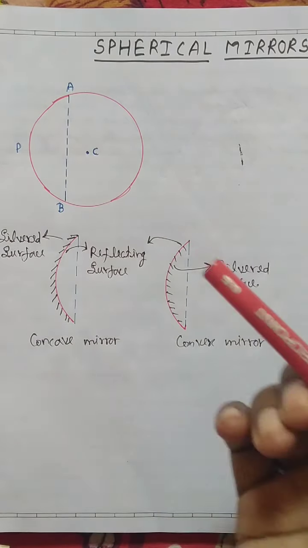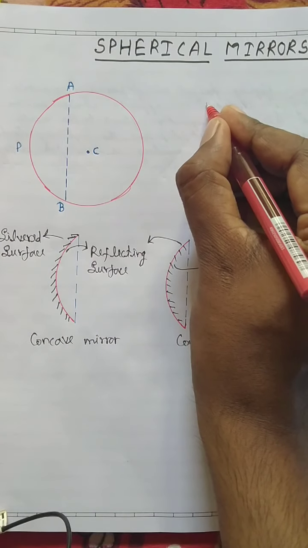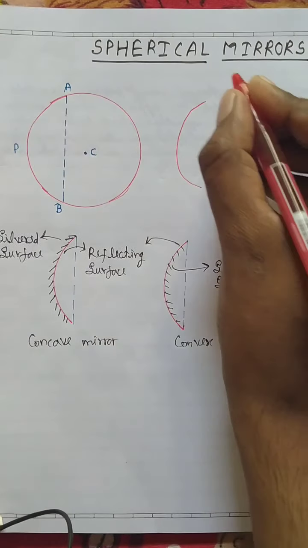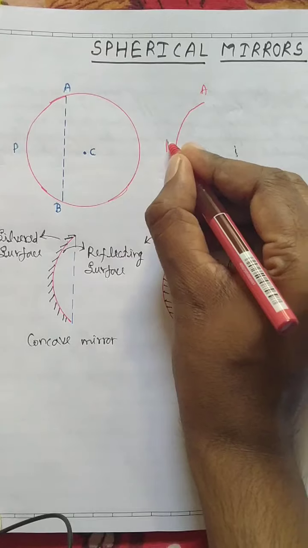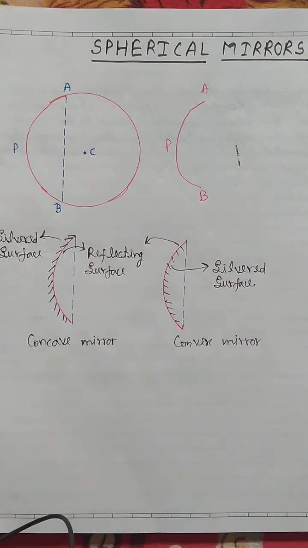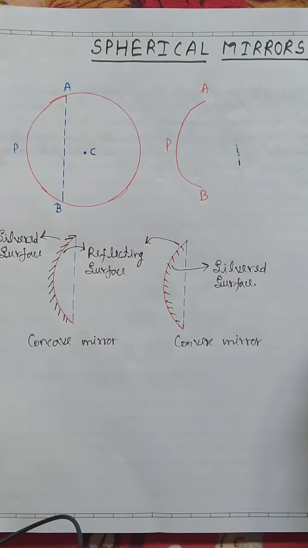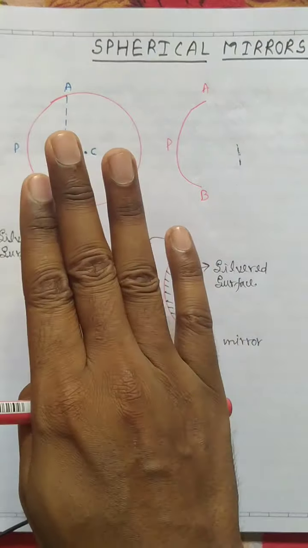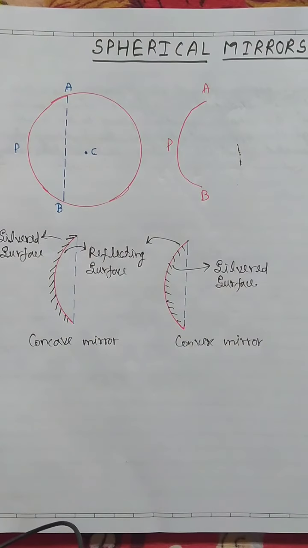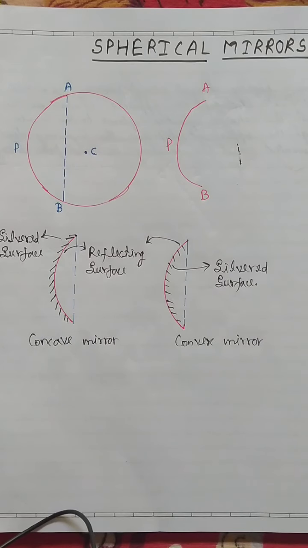Now, this is the surface APB. In this surface there are two sides: first the inward surface, then the outward surface. That means one is the bulging out surface and the other is the bulging in surface.